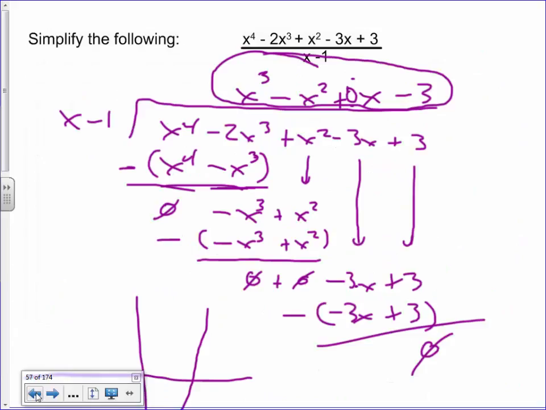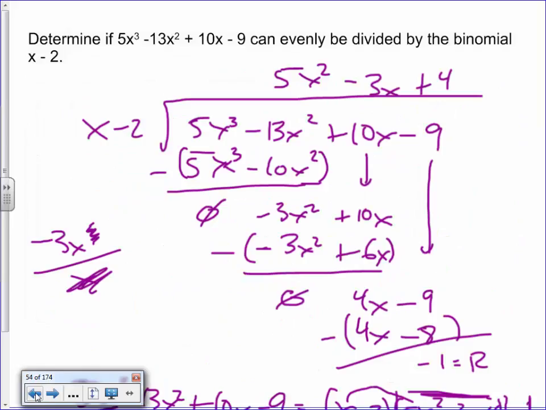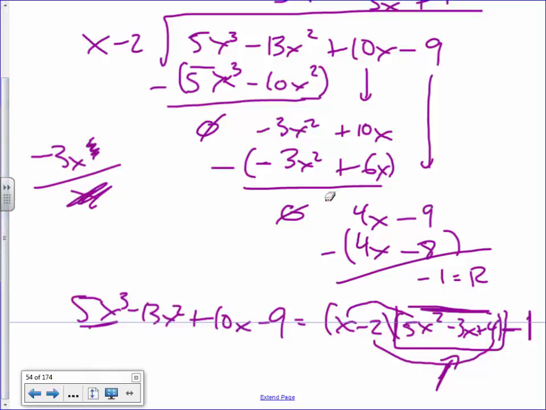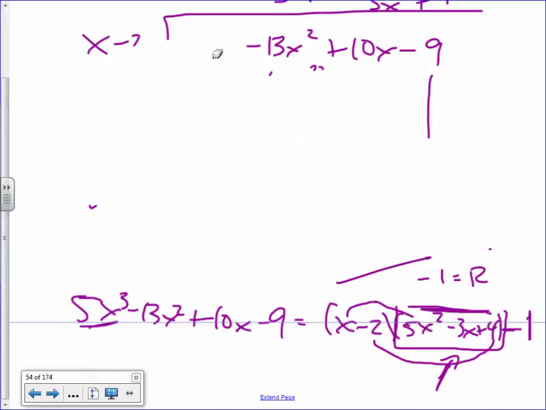Hop back to where's the one where there actually was a remainder? This guy right here. I'm just going to erase most of it. This first example, we had a remainder of minus 1, it looks like.